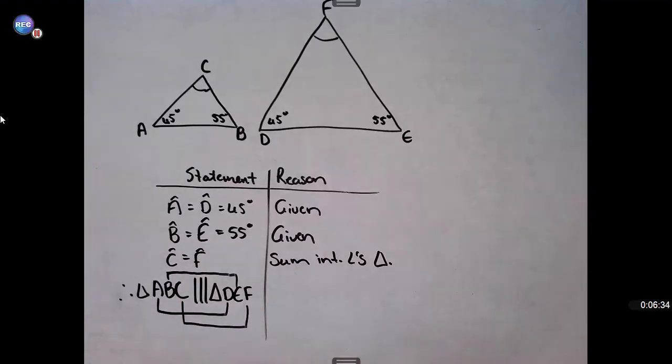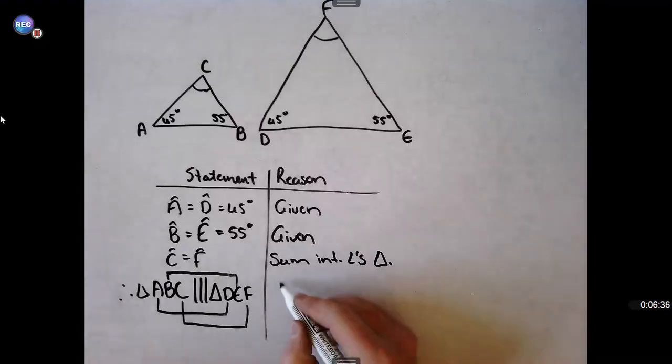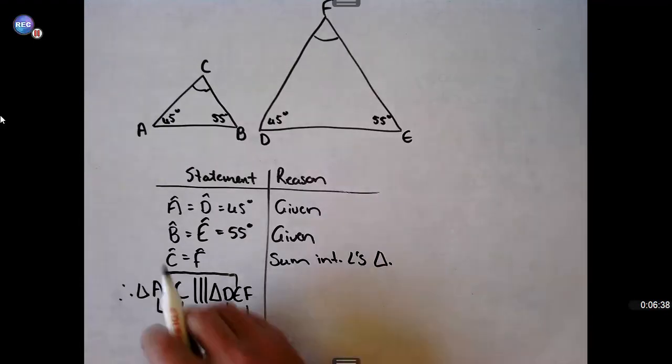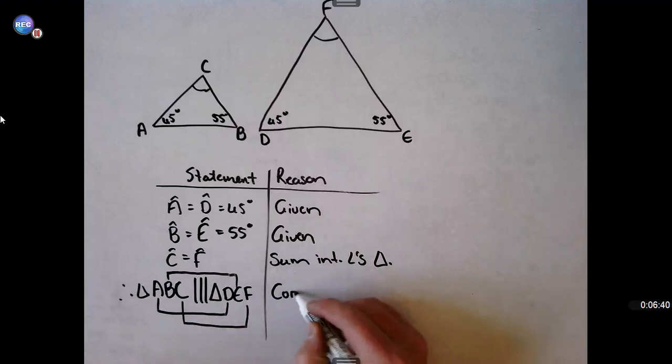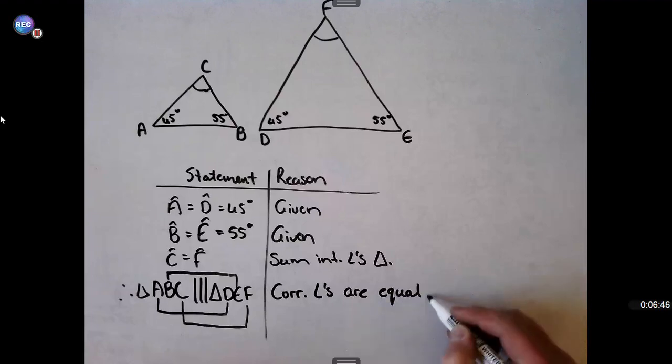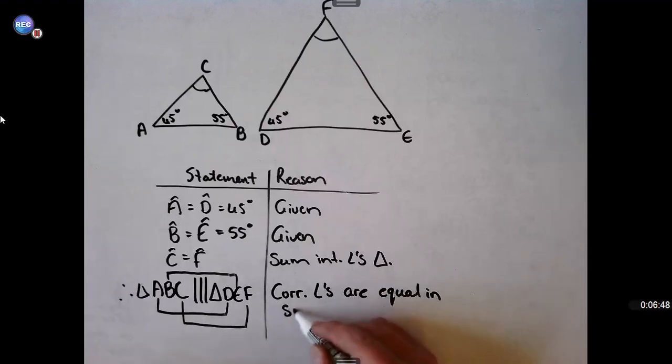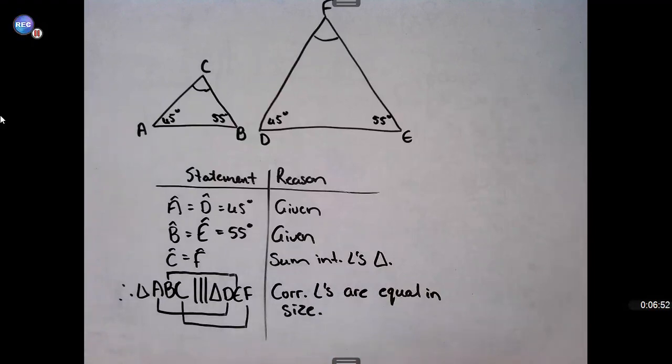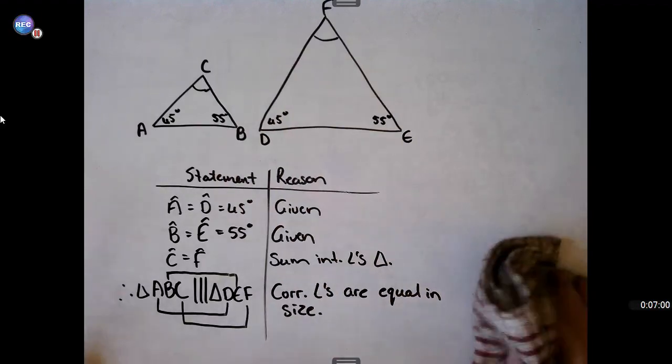And then your answer here would simply be that the reason for your statement would be that the corresponding angles are equal in size. Because obviously you used the AAA method in order to get whatever's going on here. Okay. Moving on to our next question with regards to similarities.